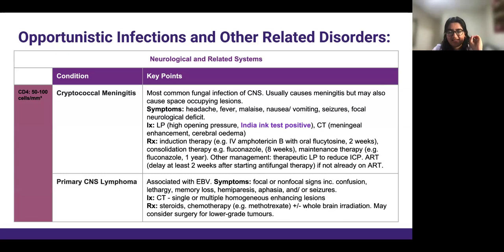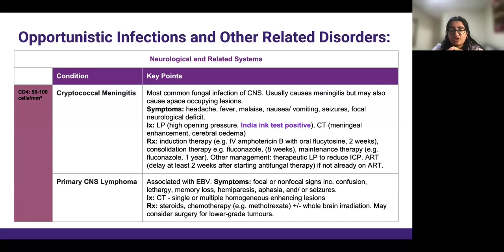But the key here is that with primary CNS lymphoma, these are usually single homogeneous lesions. They can be multiple, but usually they're single. With toxoplasmosis, it's more multiple and they're not homogeneous. If they are difficult to differentiate, sometimes another scan called a thallium SPECT scan is done, and with that scan, primary CNS lymphoma would be positive and toxoplasmosis would be negative. That's a good way to differentiate it in a hospital setting.